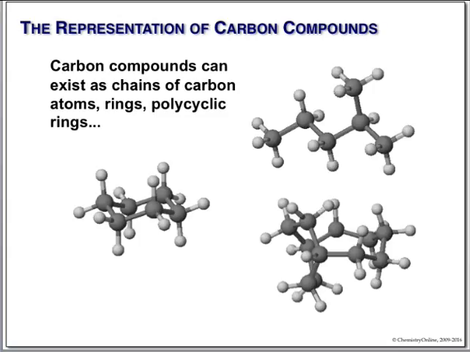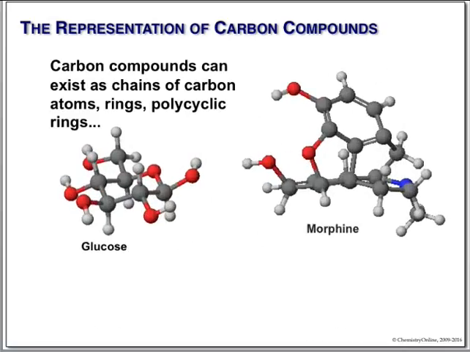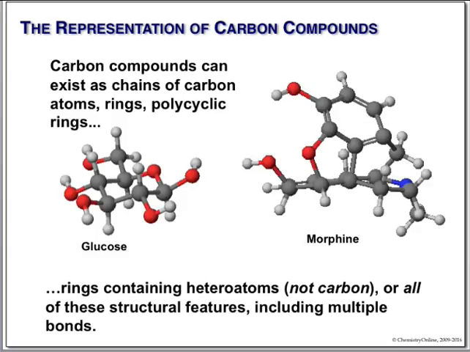This is a polycyclic compound. Now it's a little tough to see here, but we've actually got one ring here, 1, 2, 3, 4, 5, 6. Another ring here, 1, 2, 3, 4, 5, 6. So these are two 6-membered rings kind of fused together. Polycyclic is what that's called. We can also have organic compounds with not just single bonds, but double bonds.